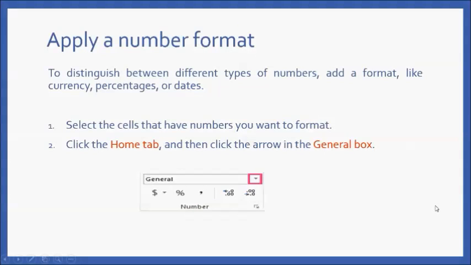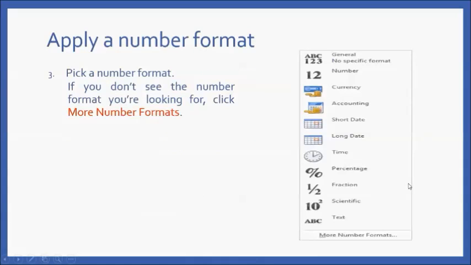So apply a number format. To distinguish between different types of numbers, add a format like currency, percentages, or dates. Select the cells that have numbers you want to format. Click the Home tab and then click the arrow in the General box. This is the icon for applying a number format. Pick a number format. If you don't see the number format you're looking for, click More Number Formats.